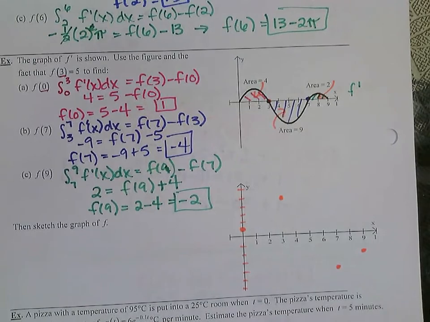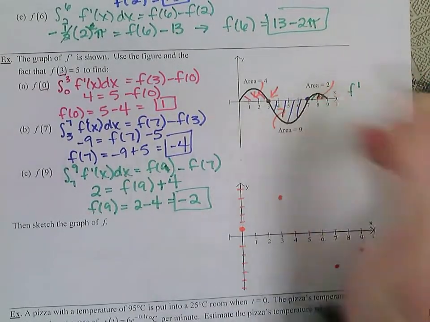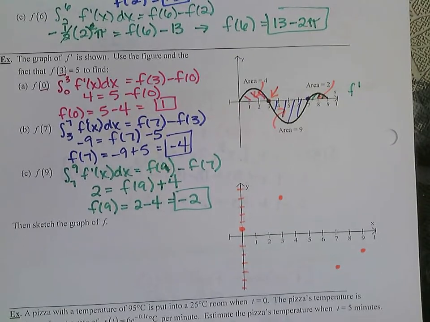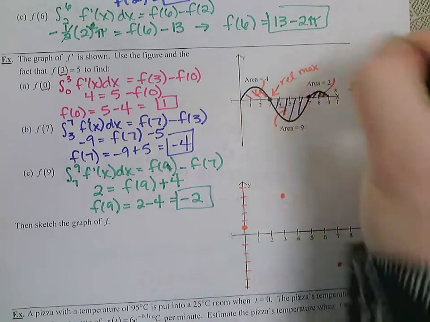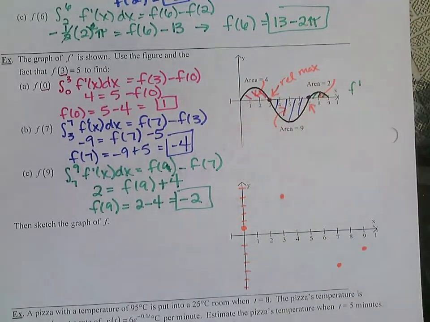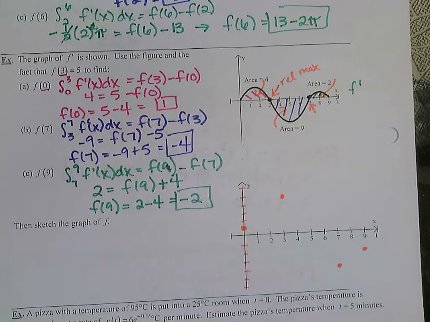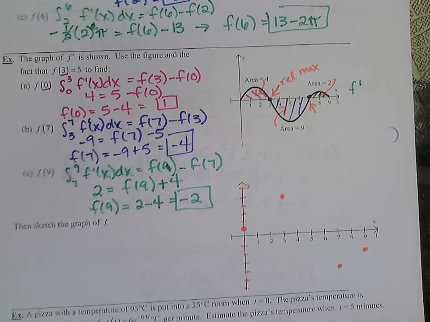Can we be more specific? Do we know exactly what's happening with our function? The derivative changes from positive to negative, so the function changes from increasing to decreasing. Therefore, at x equals 3, our graph has a relative max. What's happening at 7? We have the derivative changing from negative to positive, so our graph has a relative minimum.